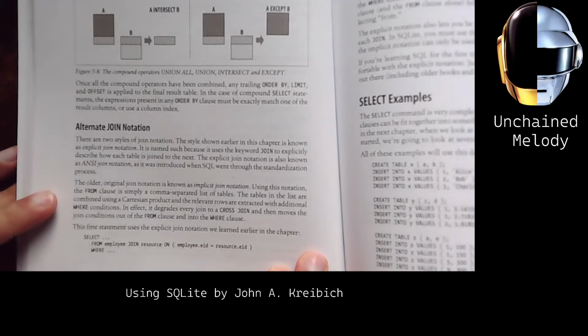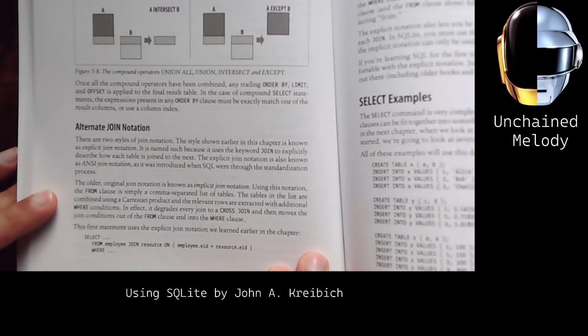Alternate join notation. There are two styles of join notation. The style we learned earlier in this chapter is known as explicit join notation. It is named such because it uses the keyword join to explicitly describe how each table is joined to the next. The explicit join notation is also known as ANSI join notation. It was introduced when SQL went through the standardization process. The older, original join notation is known as implicit join notation.